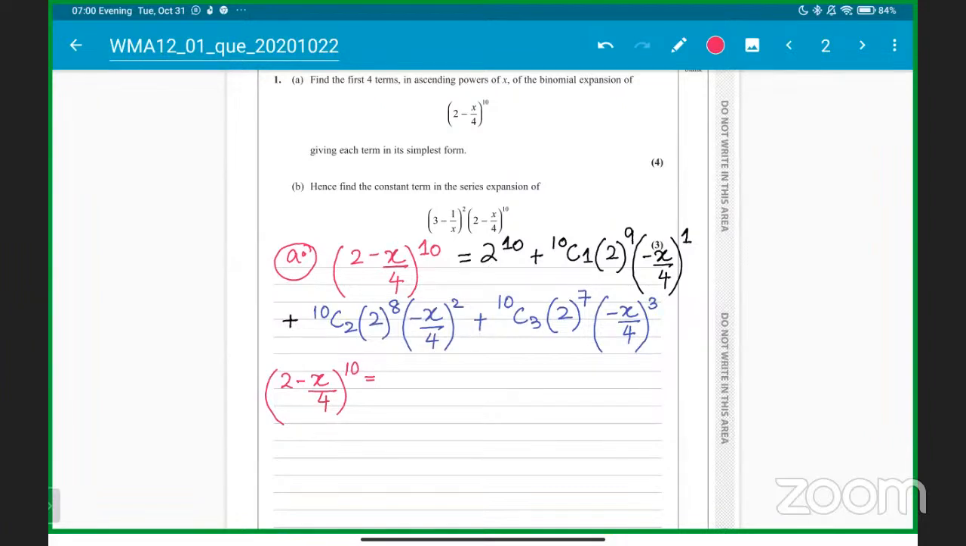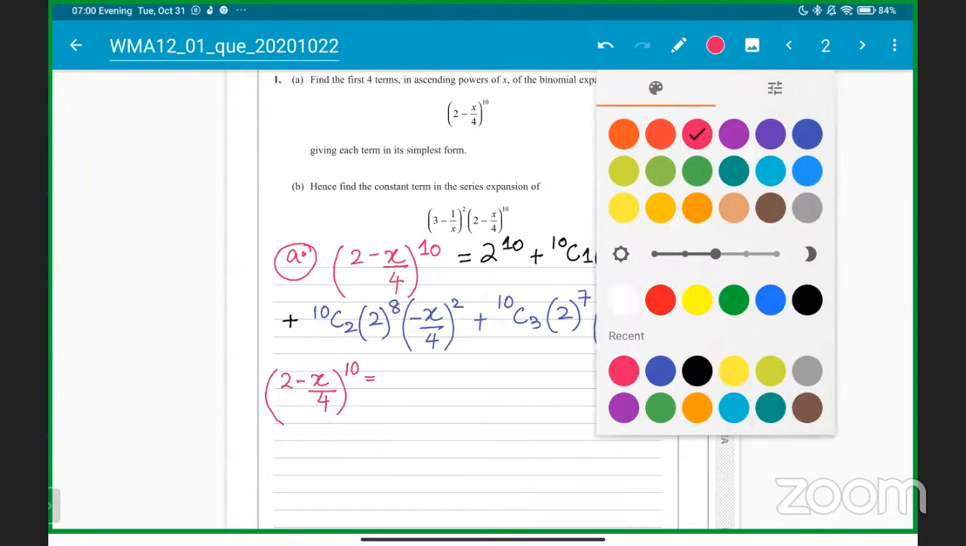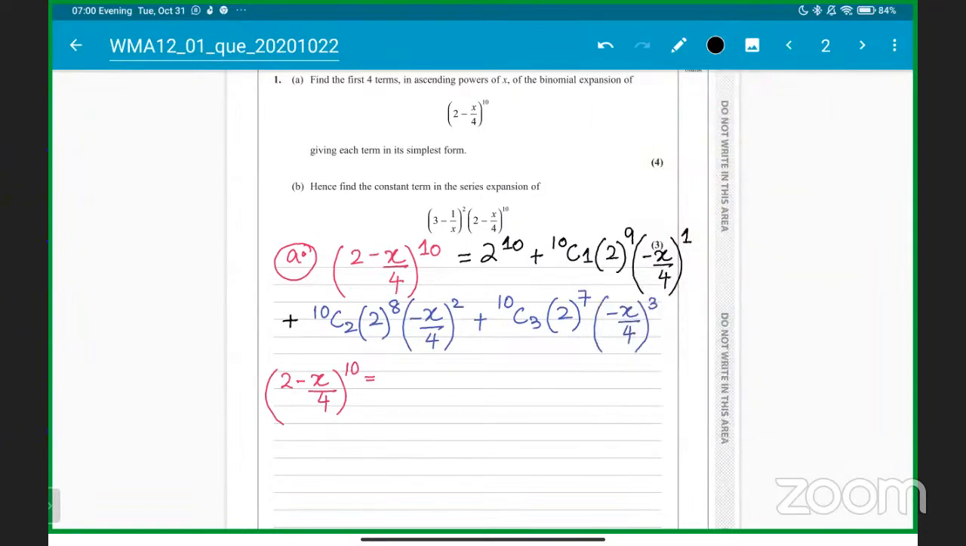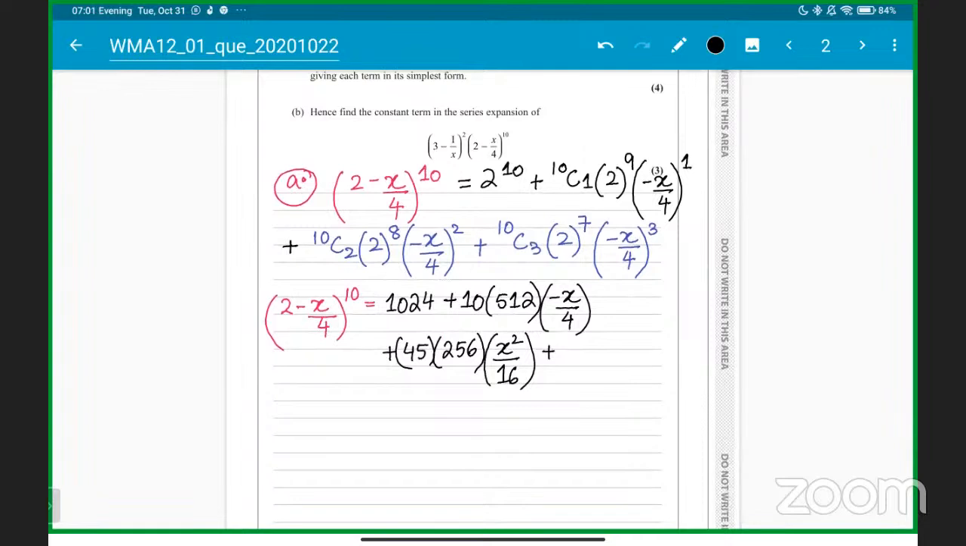Okay, so here we go. It is going to be 2 power 10, what is it? Let's do it in the calculator. So we got 1024 here, and then 10C1, again 10C1 is 10, multiplied by 2 power of 9, sir. That is 512, multiplied by minus x over 4, that we'll have to simplify further. 10C2 is 45, 45 times 2 to the power of 8. We got that as 256, sir. And minus x squared will be x squared positive. It will become x squared over 16. So that's how the simplification will work, okay? So make sure you show all the values, all the workings, okay? Got it?